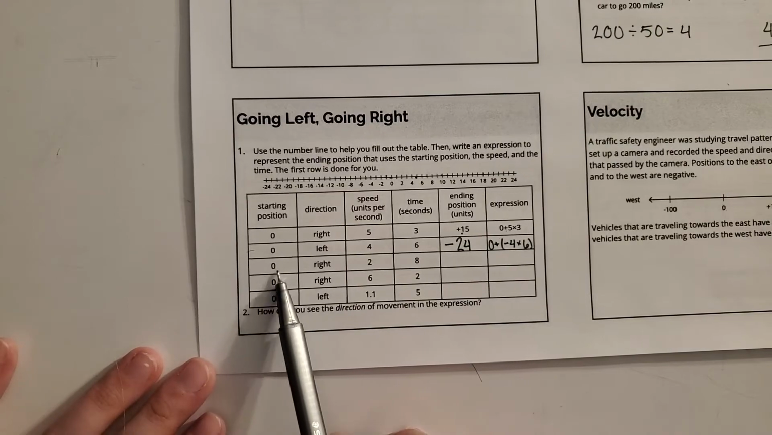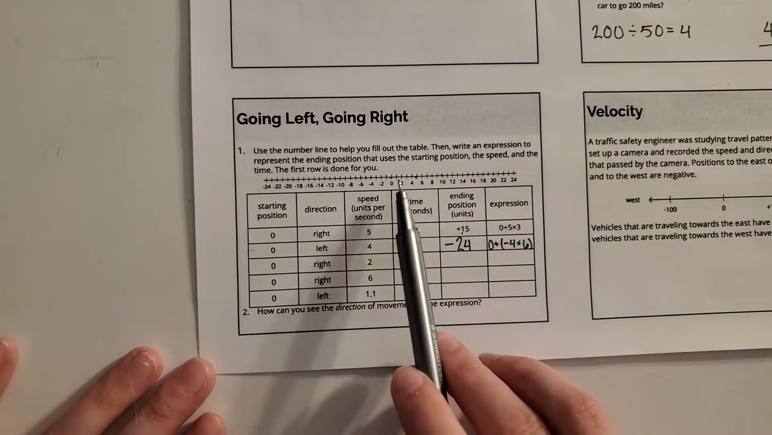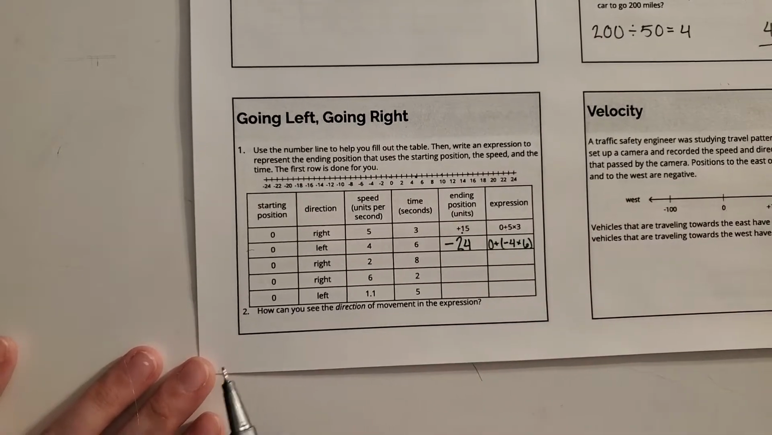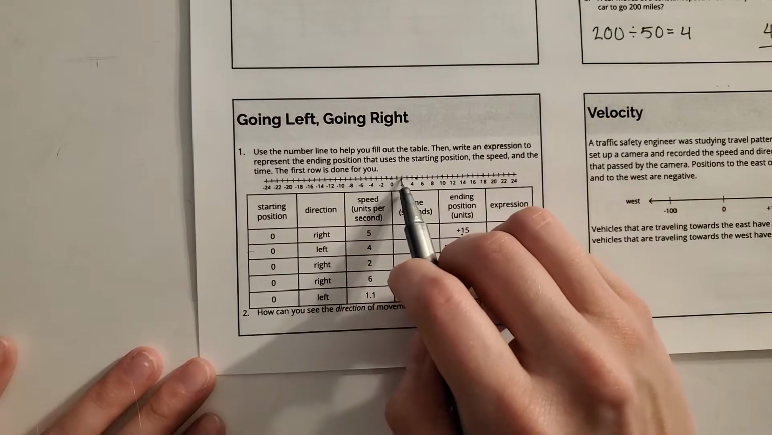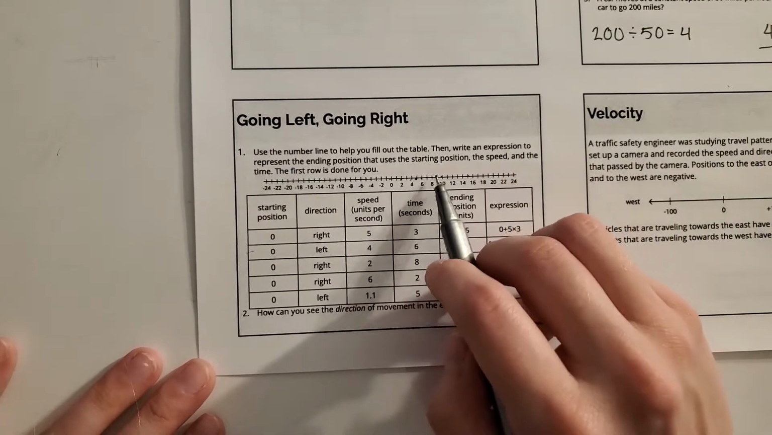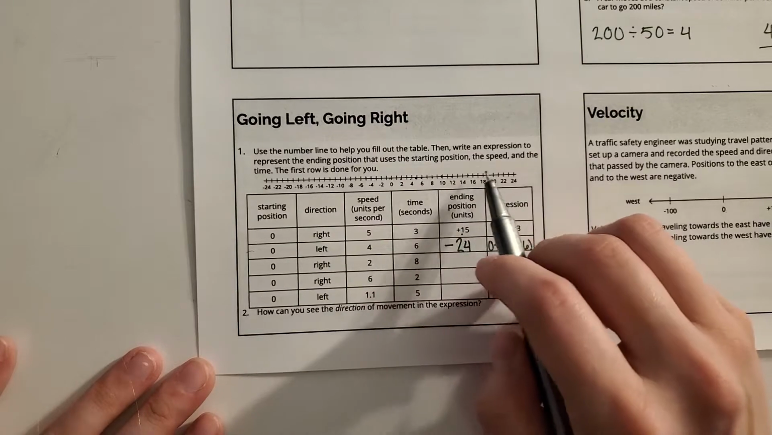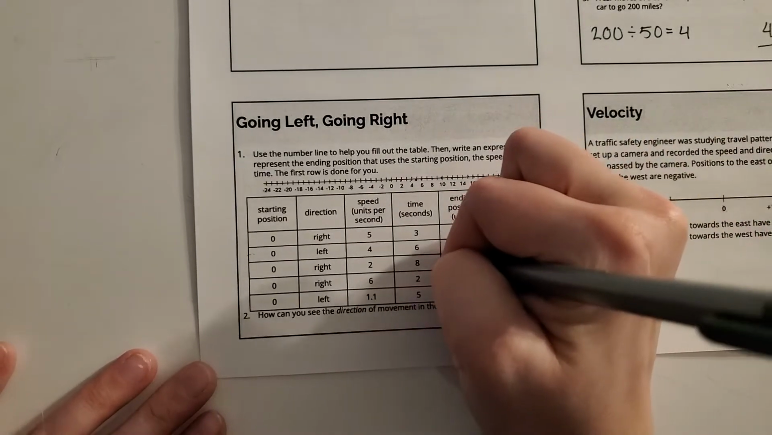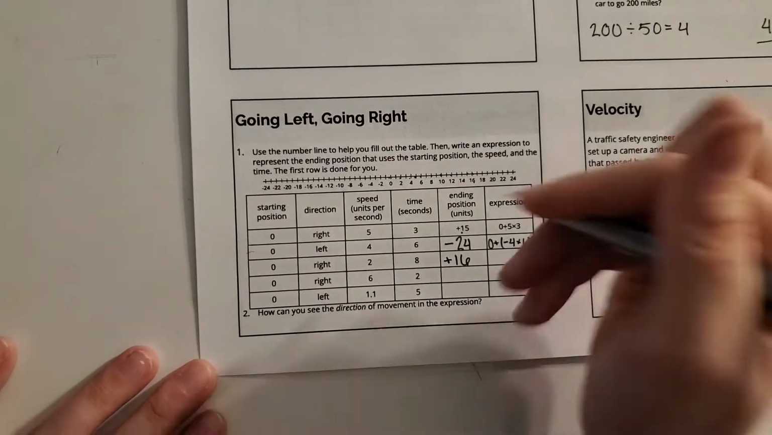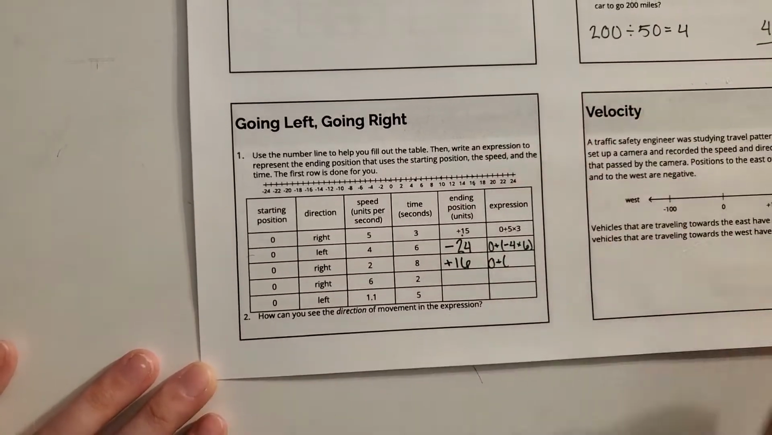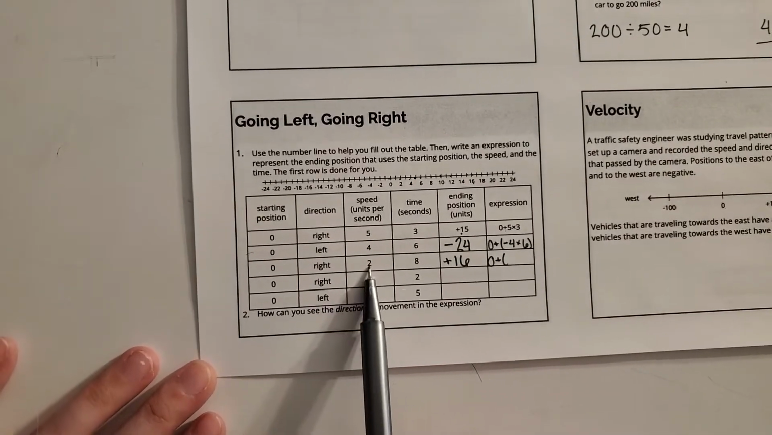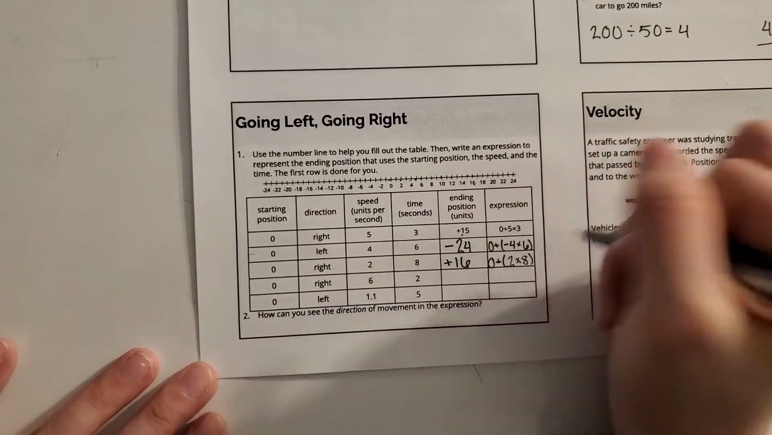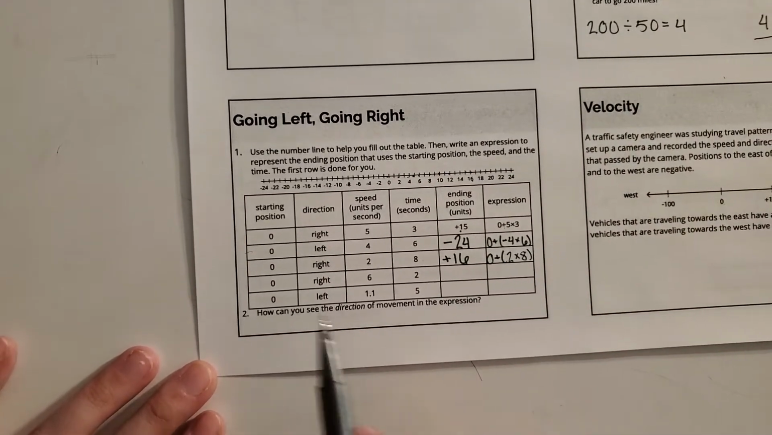So again, we have a starting position of 0. And this time we're moving right 2 spaces per second, and we're going for 8 seconds. So 1, 2, 3, 4, 5, 6, 7, 8. We landed on a positive 16. So this would be 0 plus our speed, which is 2, times the time, which is 8. We're doing a positive 2 because we're moving to the right.